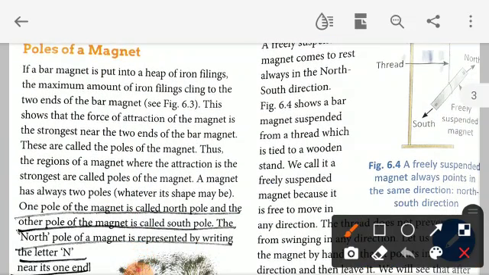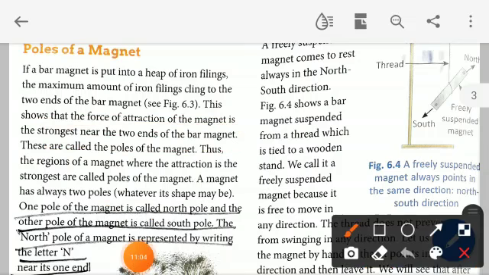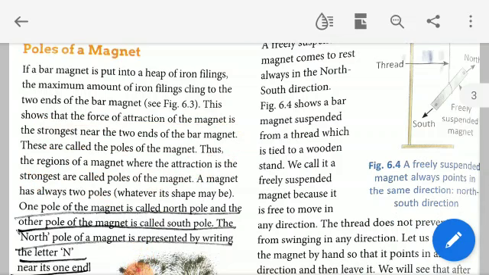What this experiment tells us is that the maximum amount of magnetism arises at the poles of the magnet. This shows that the force of attraction of the magnet is strongest near the two ends of the bar magnet. These are called the poles of the magnet. So if the question comes where the strength of the magnetism is maximum, you can write that it is at the poles of the magnet. Thus the regions of the magnet where the attraction is the strongest are called the poles of the magnet. I hope it is clear.